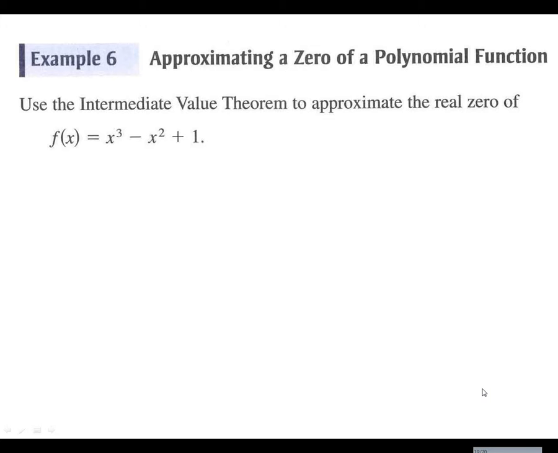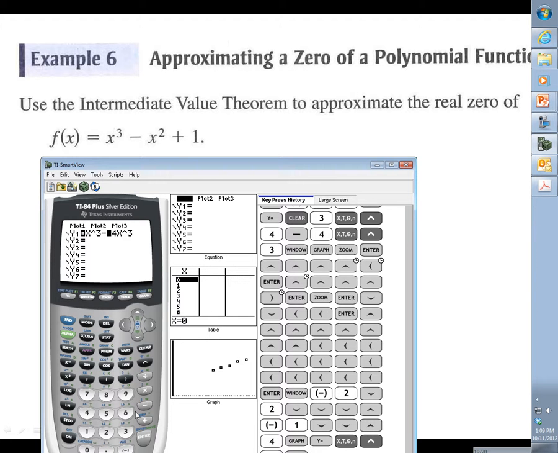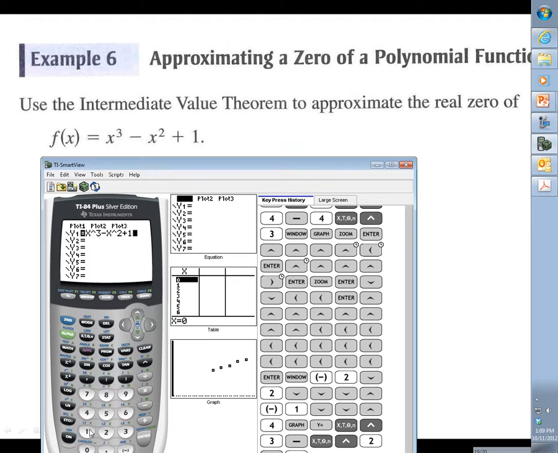And so this type of problem, we're going to go straight to the calculator. It's going to be the best way to do it. So let me bring up our calculator. Let me key in our equation. Go back to y equals x cubed minus x squared plus 1.